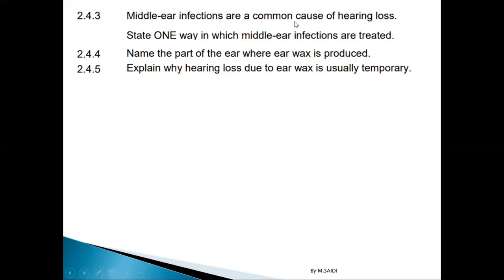Middle ear infections are a common cause of hearing loss. State one way in which middle ear infections are treated. You can treat it using antibiotics, or you can treat it using grommets. We're going to see them. Name the part of the ear where earwax is produced. Sometimes we call it cerumen. That is the auditory canal.